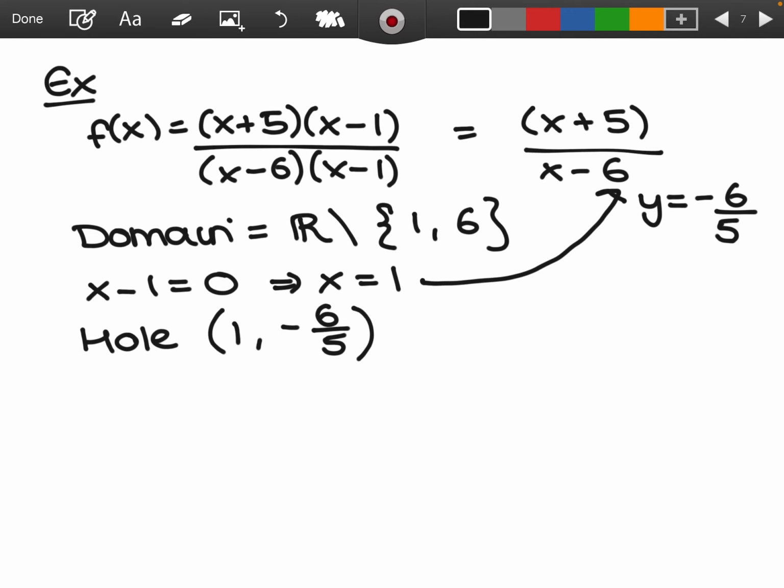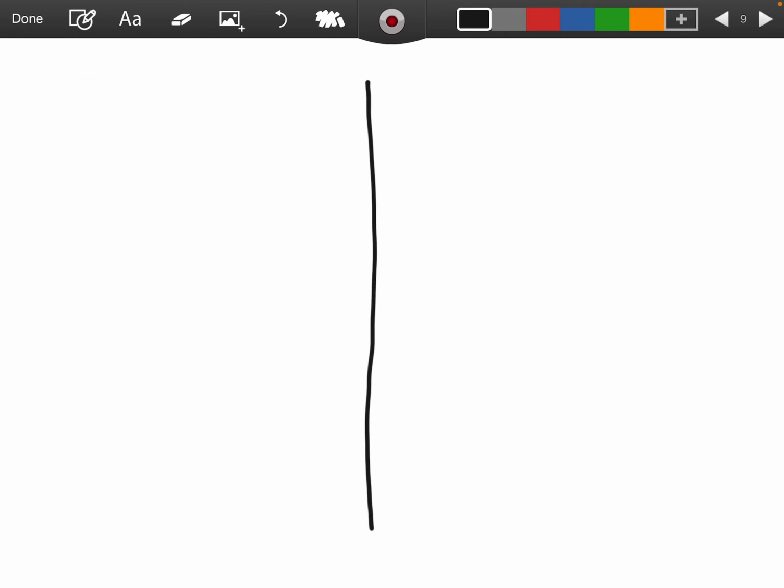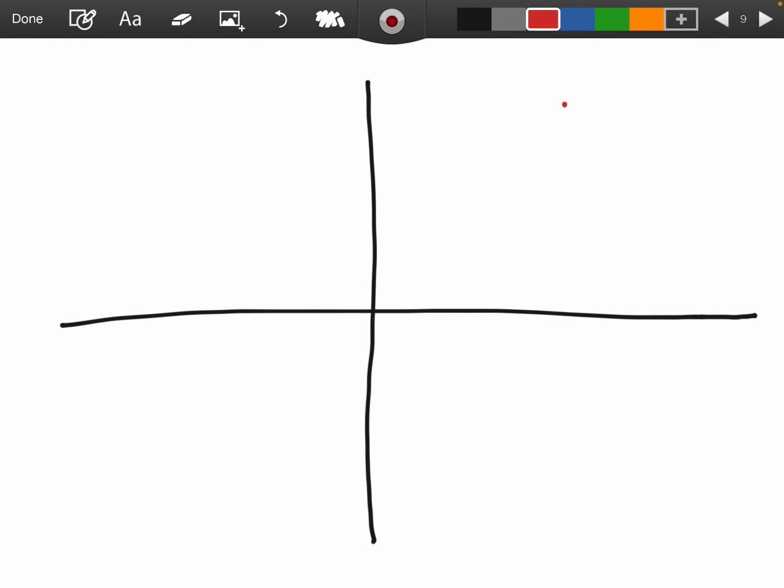Again, using my simplified form, I can find my vertical asymptote. So my vertical asymptote is wherever my denominator is 0 in simplified form, meaning that my vertical asymptote is at x is equal to 6. So I'll come over here. If I were to quickly draw out an xy plane, I know that at x is equal to 6, I'm going to have that vertical asymptote. So 6 would be here.